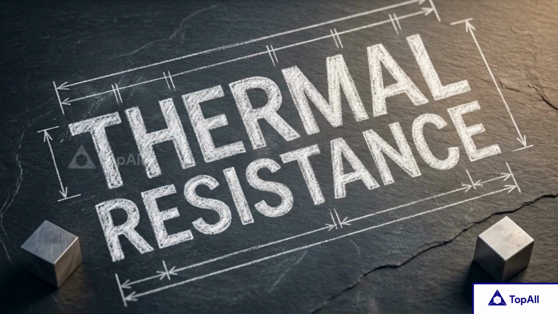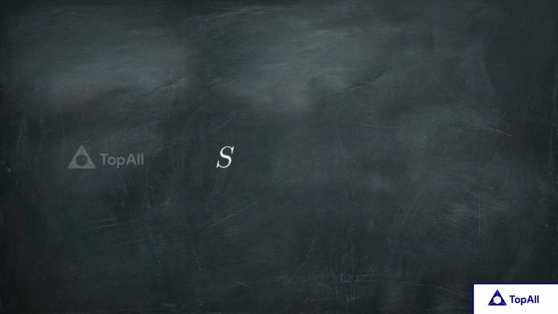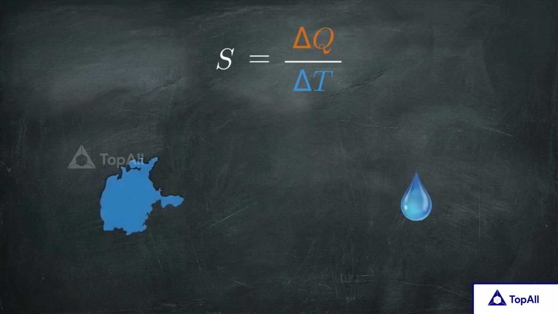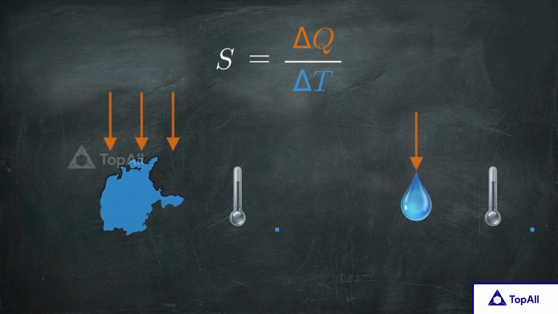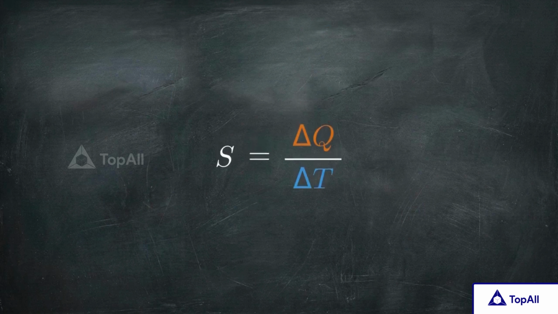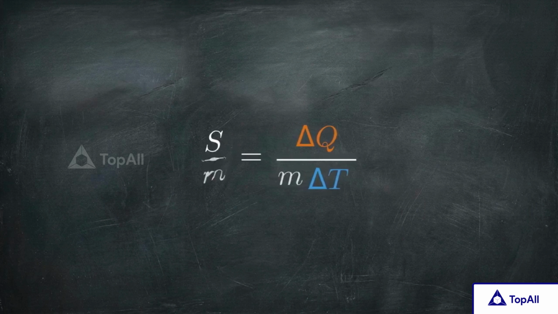To accurately measure how thermal energy moves through the physical world, we have to quantify this resistance, a property known as heat capacity. We define heat capacity, capital S, as the ratio of the total heat supplied to a substance, delta Q, divided by the resulting change in its temperature, delta T. The issue with this raw calculation is that it scales with the physical size of the object. A giant lake will always absorb far more energy to warm up by a single degree than a drop of water. We establish a universal standard by dividing that heat capacity by the material's mass.